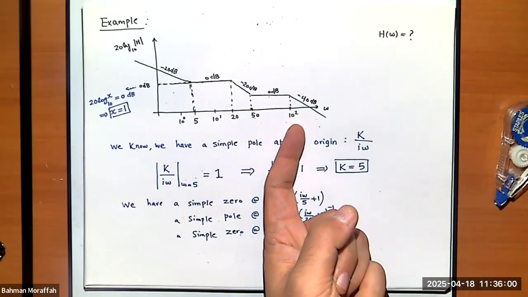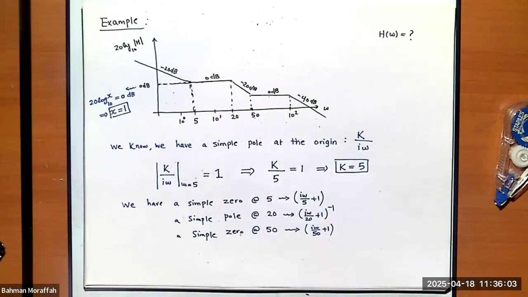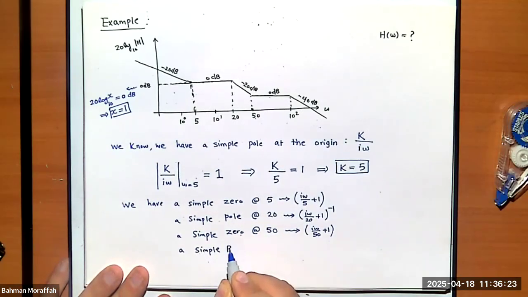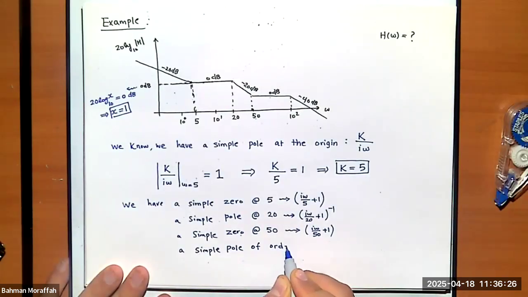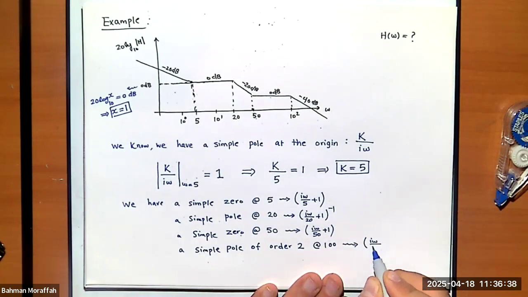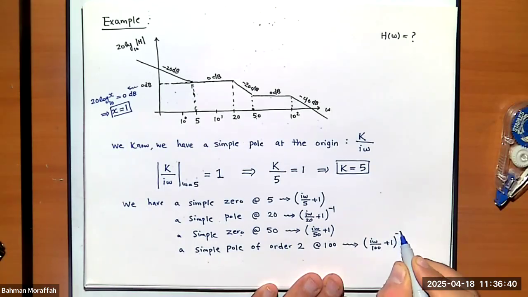Again, that is good till I hit the next breaking point. This next breaking point, which is 100, what do I have? I'm going flat, and then I suddenly go down by 40. What does that tell me? It's kind of like a quadratic pole. So I have a pole of order 2, right? It's quadratic. So I'm going to write it as i omega divided by 100 plus 1 to the power of negative 2.